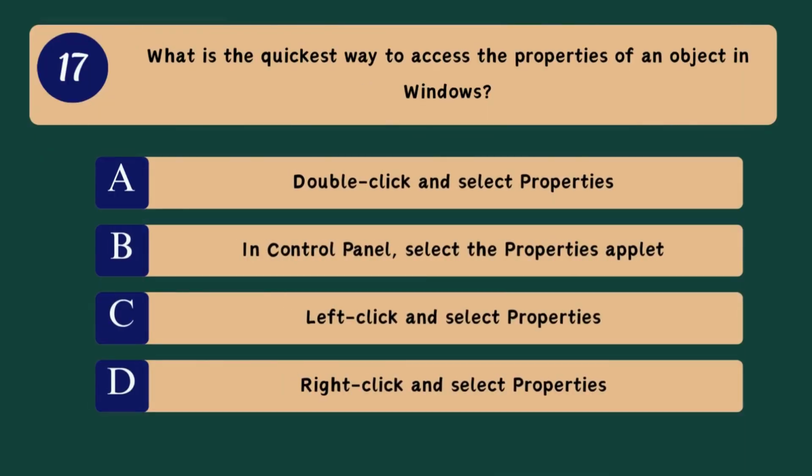Question 17. What is the quickest way to access the properties of an object in Windows? A. Double-click and select Properties. B. In Control Panel, select the Properties applet. C. Left-click and select Properties. D. Right-click and select Properties. Correct answer, D. Right-click and select Properties.